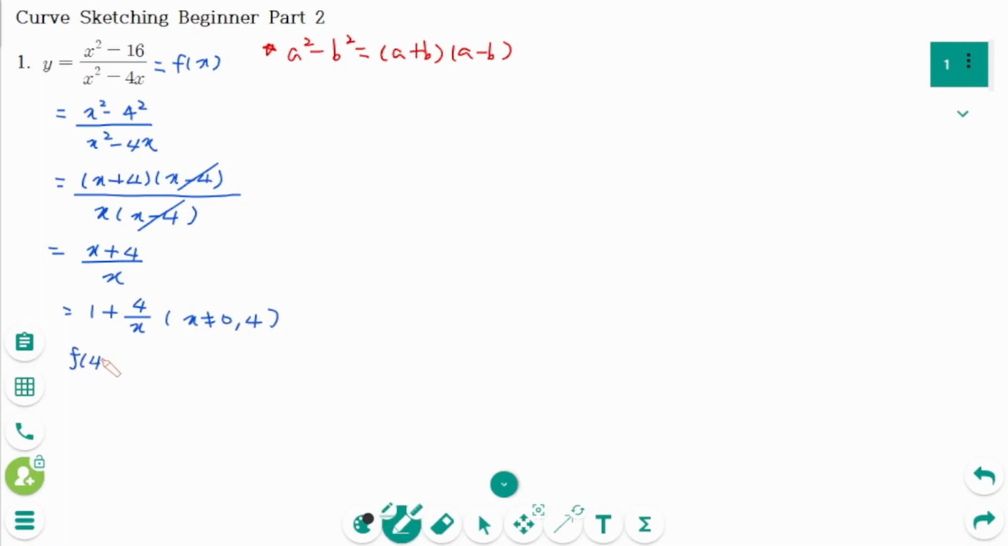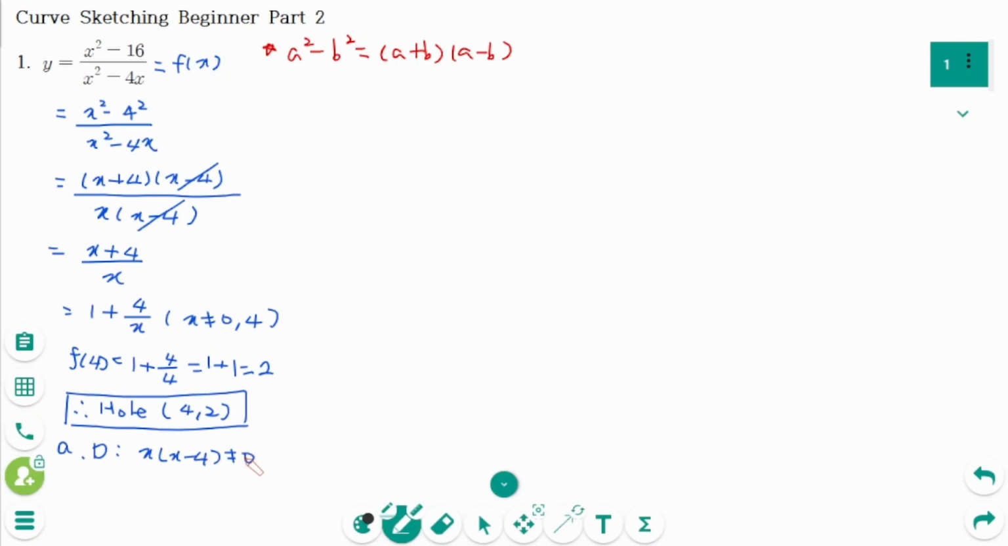Then f of 4 equals 1 plus 4 over 4. Then 1 plus 1 equals 2. There is a hole in the graph at 4, 2. The domain is the denominator cannot be 0. That means x cannot be 0 and 4.